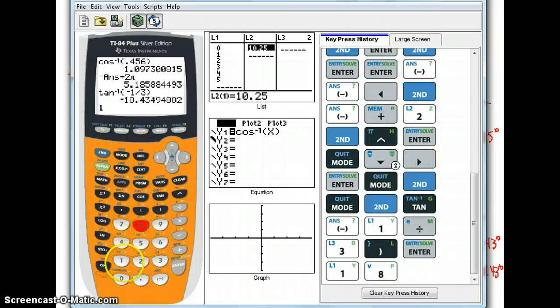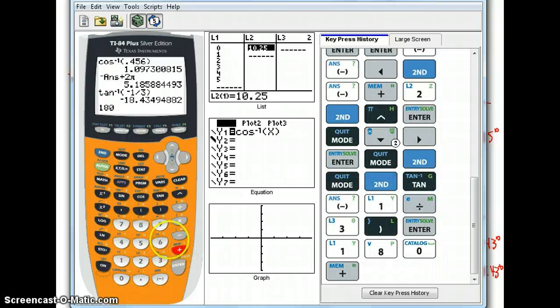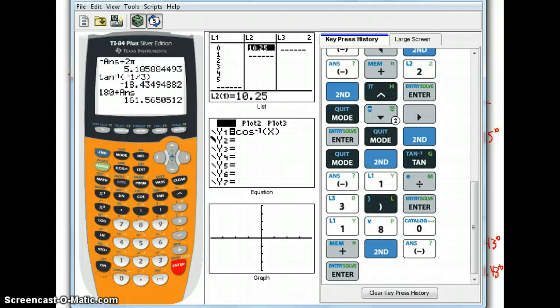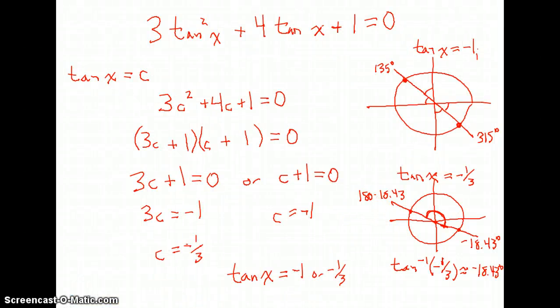180. I've got this negative answer stored here, so I'll just add it. And I get 161.57. That looks about right. And if I didn't like this as negative 18.43, I could add 360 to that and find out what that is.